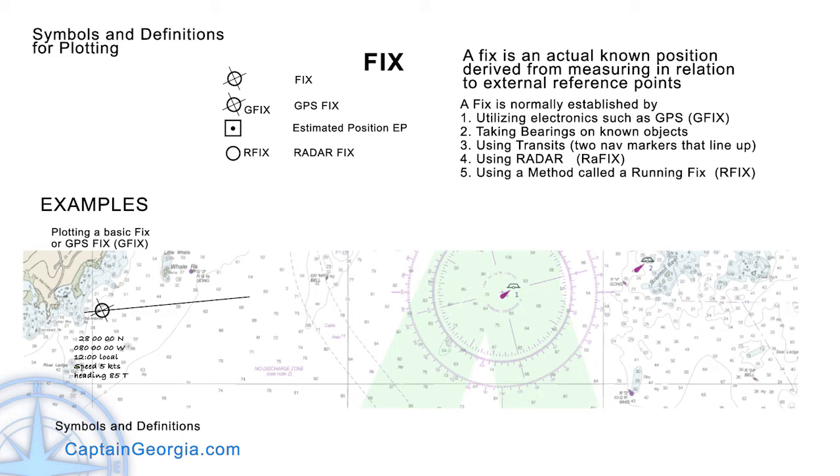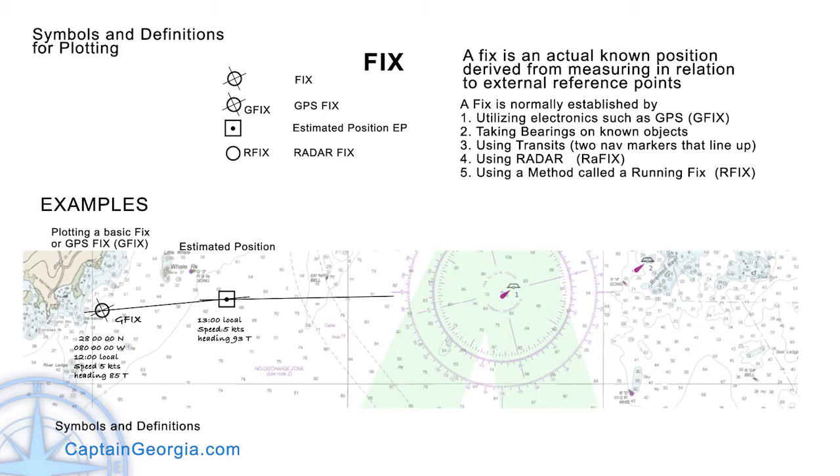A fix is normally done by finding your latitude and longitude, marking the point where those two cross, drawing a circle around it, writing in the time, your ship's speed, your ship's heading, and I personally tend to write in the latitude and longitude right there, just so it's handy reference. If you take a GPS fix or an electronic fix specifically, you'd write G-fix next to it so you know you took it using GPS, because GPS on occasion can be wrong.